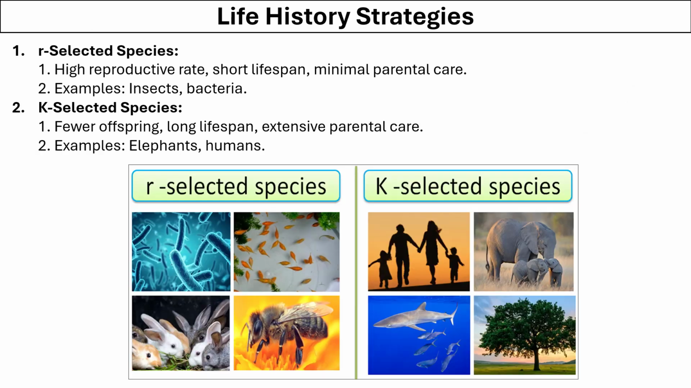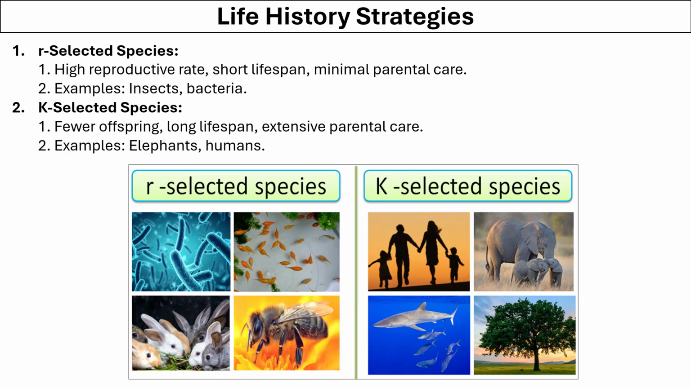So there are two kinds of strategies used by living organisms. The r-selected species are those that reproduce at a very high rate. That's why they have a shorter lifespan and they give minimum parental care to their offspring. For example, insects and bacteria. They grow at a very fast rate. Some of the offspring die, but many survive just because their number is so large.